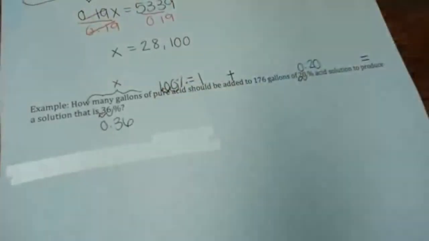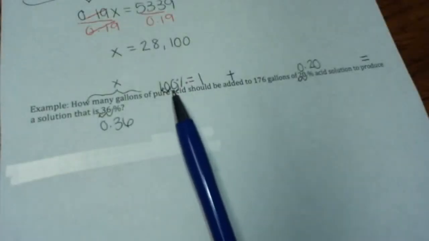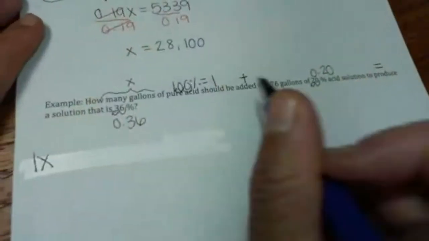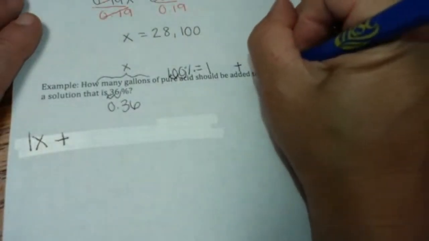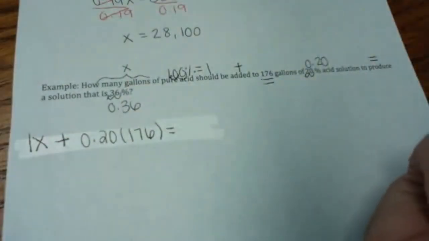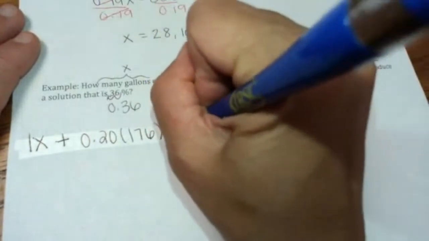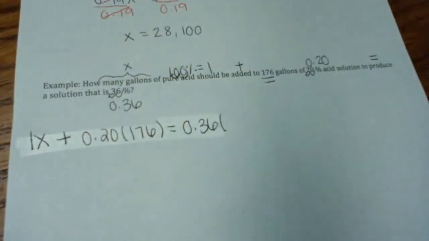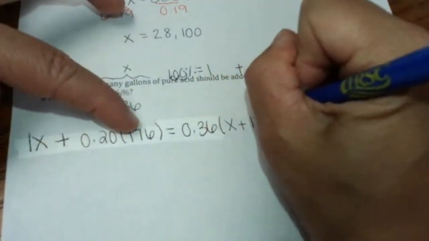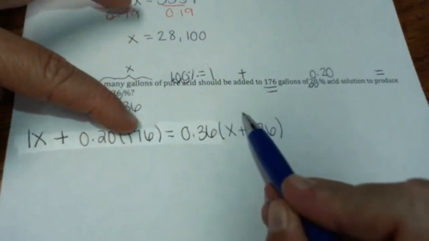My bad. All right. How many gallons of pure acetone should be added? We don't know how many gallons of pure acetone, so pure acetone is 1x. Should be added to 176 gallons, I skipped over that part before, of 20%. So 20% of 176 gallons to produce a solution that's 36%, so 0.36. And then how many gallons are there total? Well, how many gallons of 100%, so x, plus 176 gallons of 20%. That will give us our total.